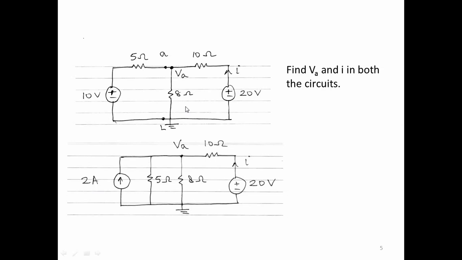So I have specifically put VA and I. So both these networks, VA and I, will remain the same. All right. Now I would like you to solve these two circuits. Pause this video, solve these two circuits and find VA and I. All right. Please pause, solve and then continue. I am going to continue, giving you a chance to pause.